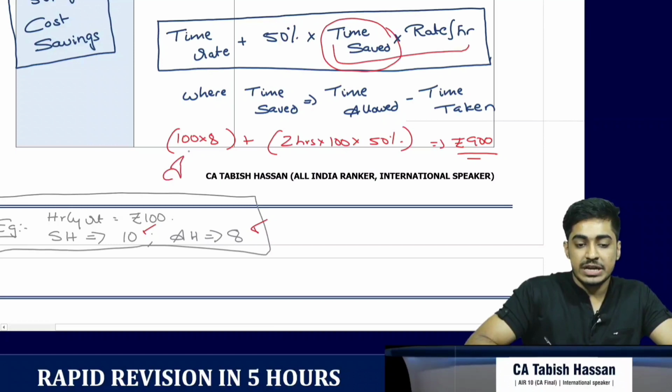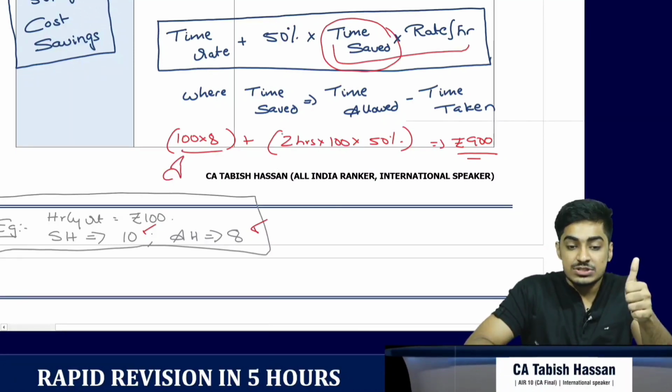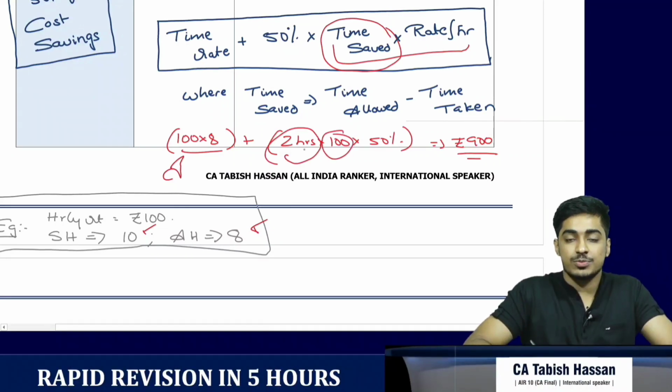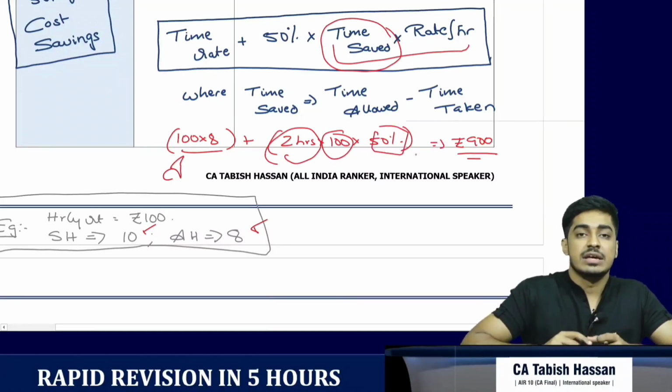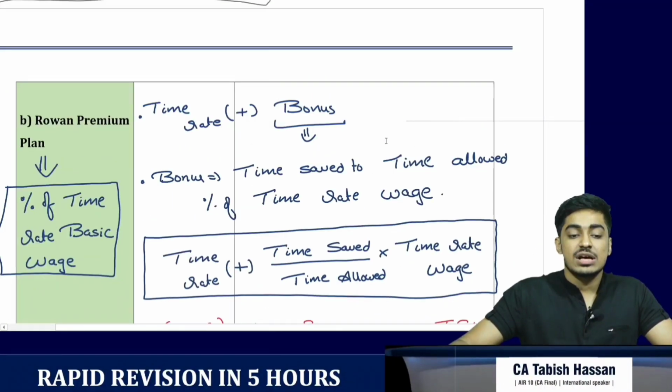So basic payment for 8 hours, 100 into 8, plus additionally, what is the time saved? He has saved us 2 hours. And what is the rate per hour? We have 100 rupees, so 200 rupees is the total cost saved. And 50% of that we give to the employee. So it is 800 plus 100. The total payment is 900 rupees. This is Halsey plan.